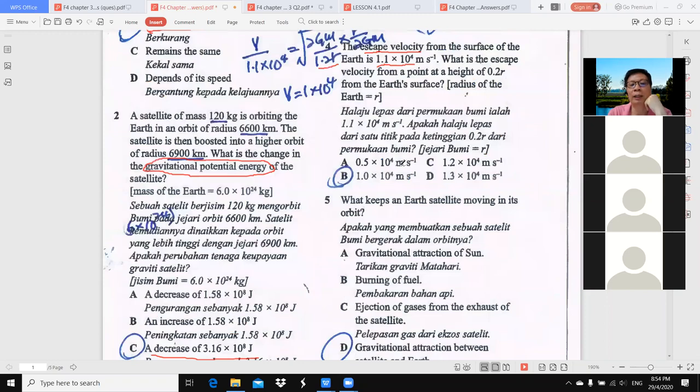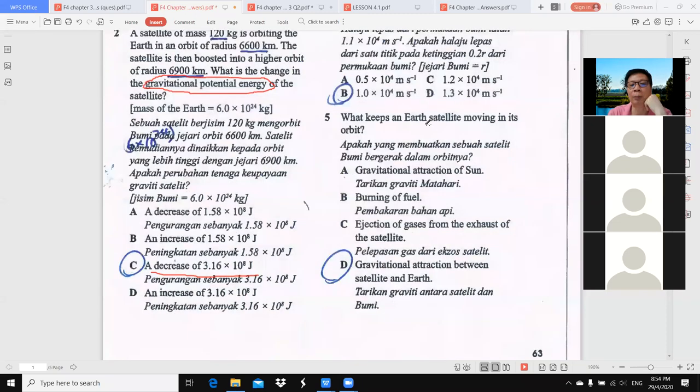Number five, what keeps an Earth satellite moving in its orbit? You must be wondering, this is the Earth, the satellite is moving in the sky. So there must be something to keep the satellite moving on top of the Earth. The force is the gravitational attraction force between the satellite and the Earth. This gravitational attraction force will make sure this satellite remains in the sky.